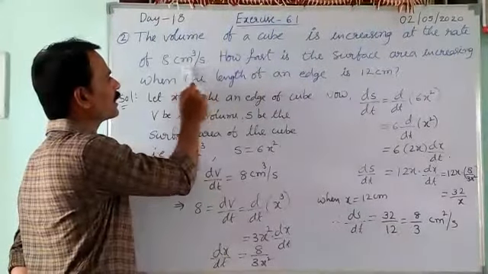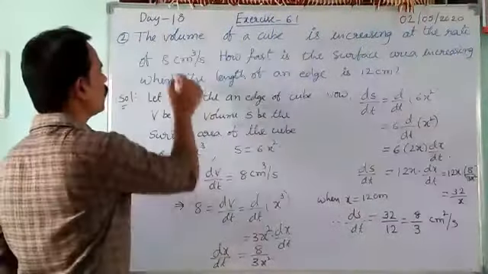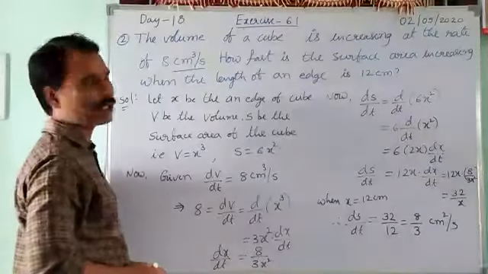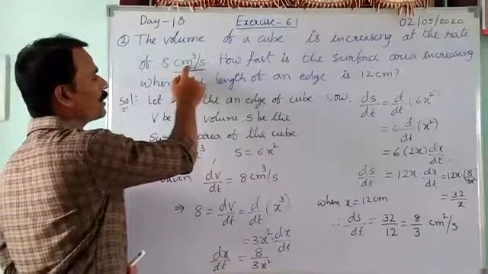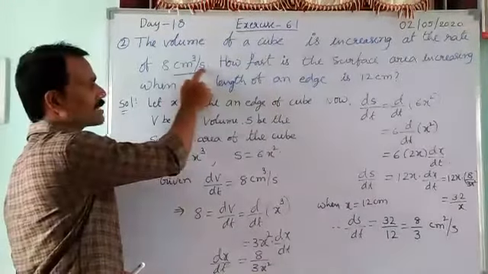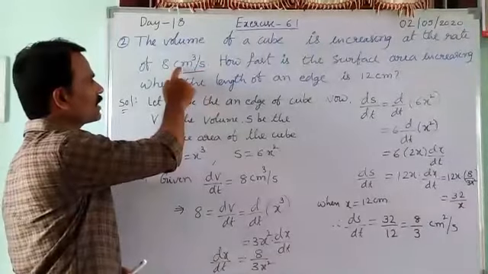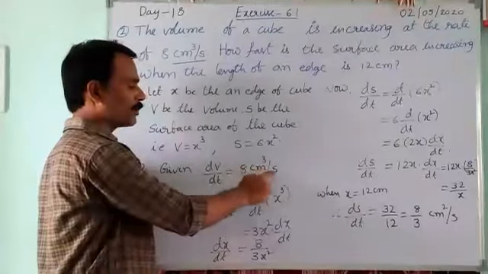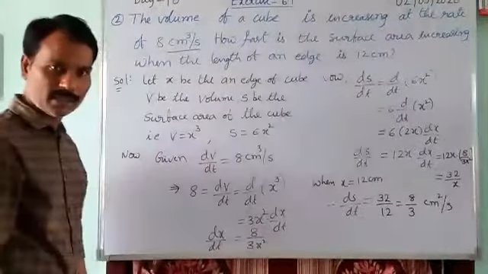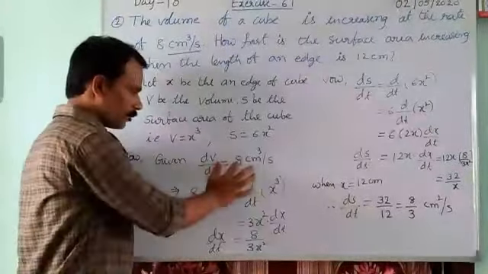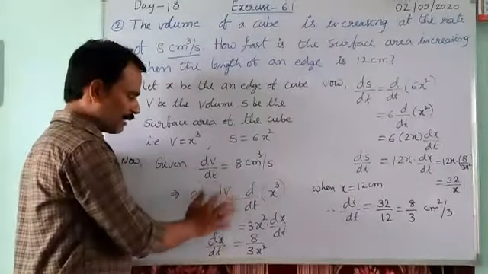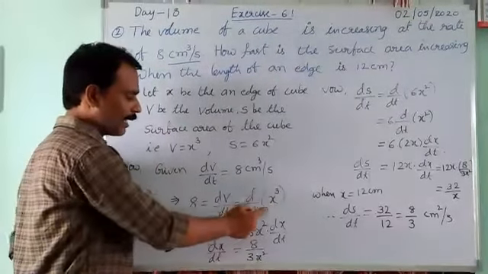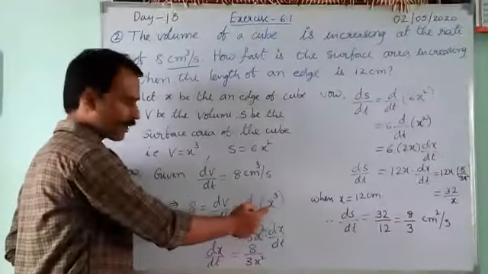By observing the unit, centimeter cube per second means cubic centimeter comes for volume, seconds comes for time. So this is dV by dt. dV by dt is equal to 8 cubic centimeter per second. Volume is x cube, so 8 is equal to dV by dt, which is d by dt of x cube.